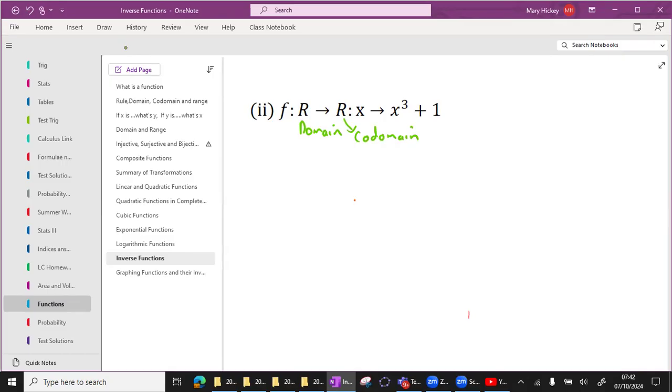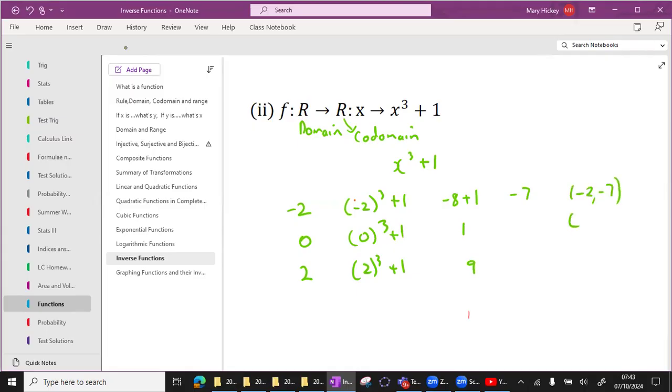Now, here we have a cubic. So with this cubic, we're going to, again, maybe just try out some values, -2, 0, and 2. So if I fill this in, -2 cubed plus 1, 0 cubed plus 1, and 2 cubed plus 1. So we end up with -8 plus 1, which is -7. With this one, we end up with 1, and here we end up with 9.